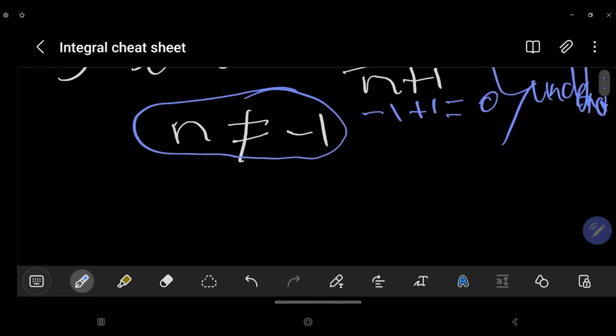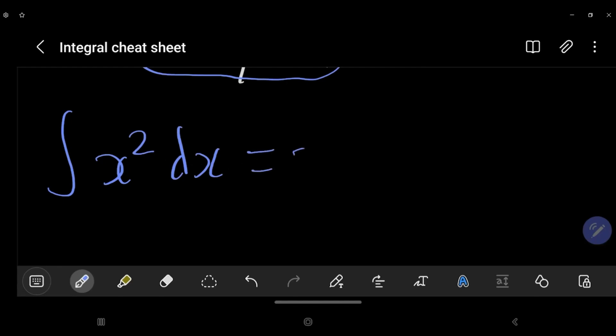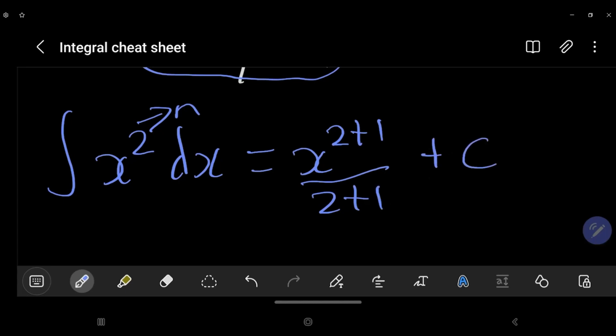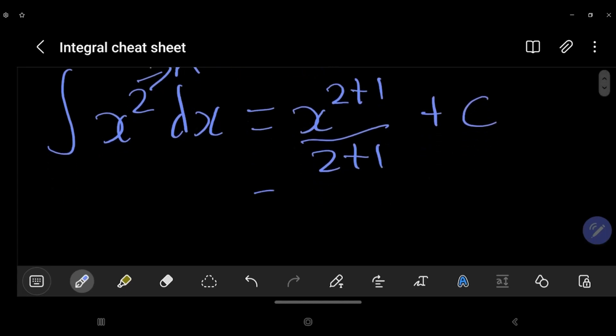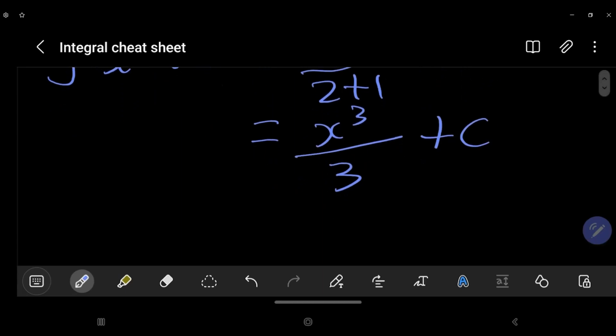Let's look at a few examples in this case. Let's find the integral of x squared dx. That's simply equal to x to the power of, n here is 2, so this is your n value, 2 plus 1, divided by 2 plus 1, plus c. Don't forget the c. And simply put, this is x cubed all divided by 3 plus c. Simple, eh? Let's look at another example.